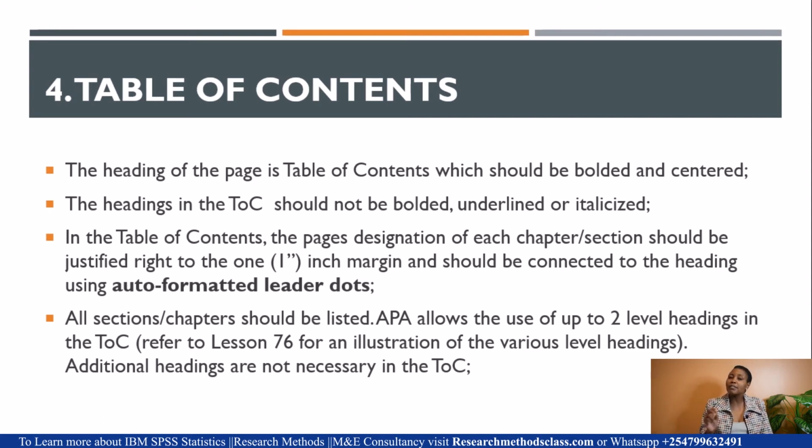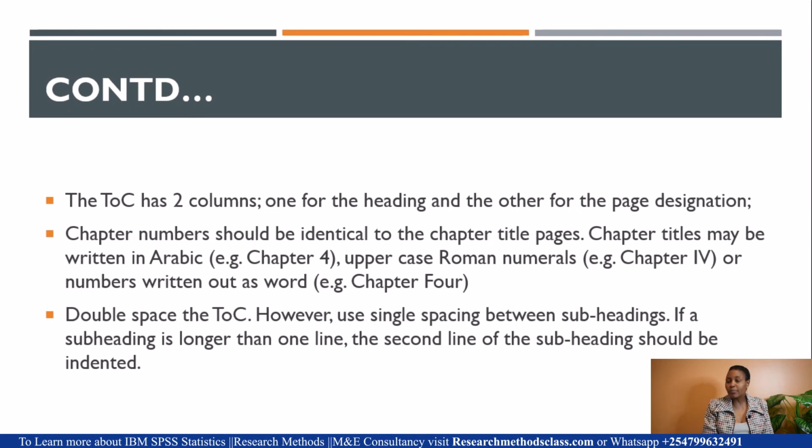So note that in the table of content, you are allowed to eliminate level 3, 4, and 5. So the table of content has 2 columns, one for the heading and the other for page designation, and we have said you connect the two using auto-formatted leader dots. Chapter numbers should be identical to the chapter title pages, and when you're writing the chapter titles in the document, you may use Arabic. For instance, chapter 4, you may use uppercase Roman numerals.